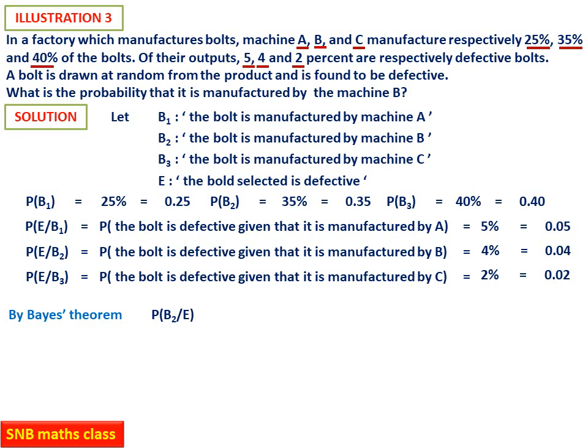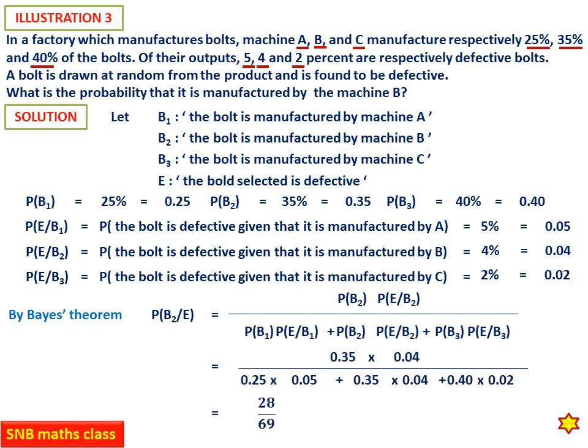Now, by Bayes theorem, what is asked is probability B2 given E. So first write the formula: probability B2 into probability E given B2, divided by probability B1 into E given B1 plus probability B2 into E given B2 plus probability B3 into E given B3. Substitute. So it is 0.35 into 0.04, divided by 0.25 into 0.05 plus 0.35 into 0.04 plus 0.40 into 0.02.